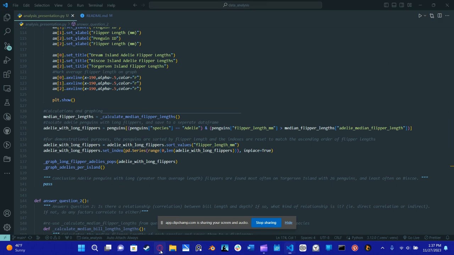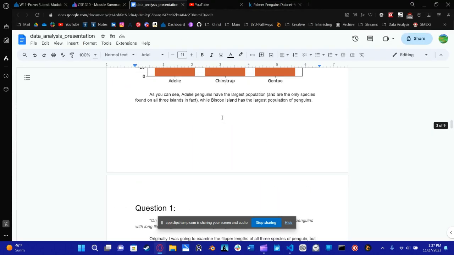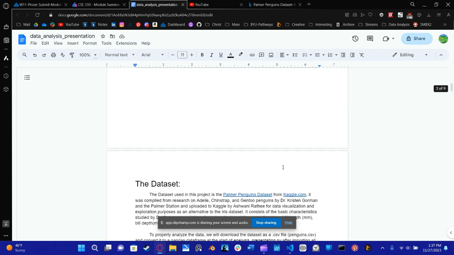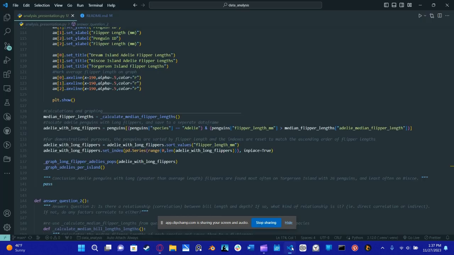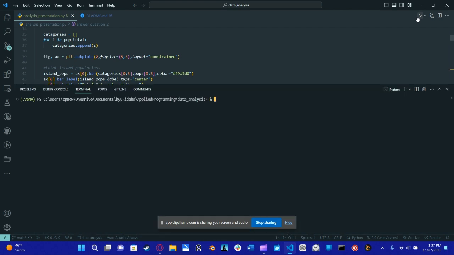For more information, there is also a data analysis presentation PDF document I am working on, which will guide you through the data set step by step. Now, to start off, I'm going to run the file.